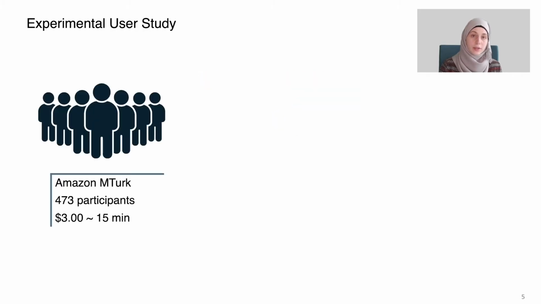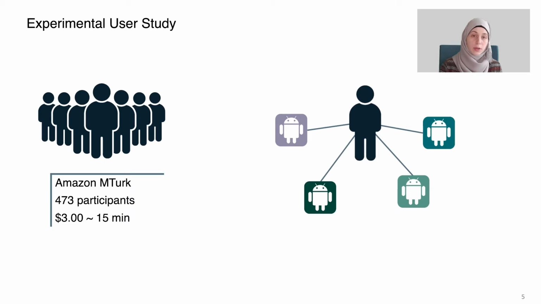To answer our research question, we conducted an experimental user study on Amazon mTurk with 473 participants. We used an experimental study design to isolate the effects of timing and rationales from other factors that might influence users' permission decision. In this study, each participant interacted with 4 different apps, 1 for each permission request strategy.